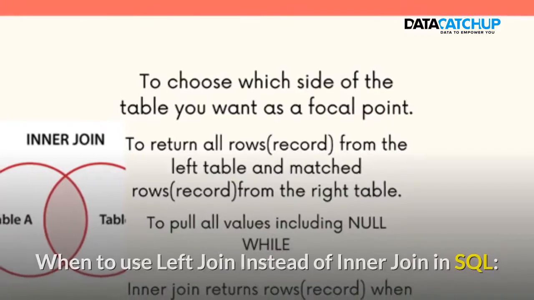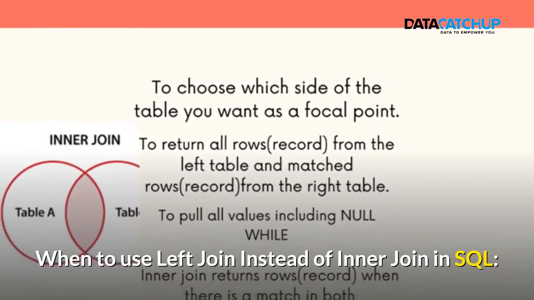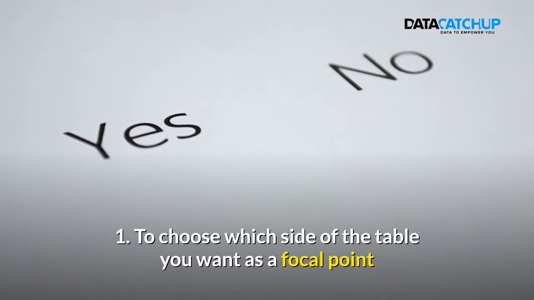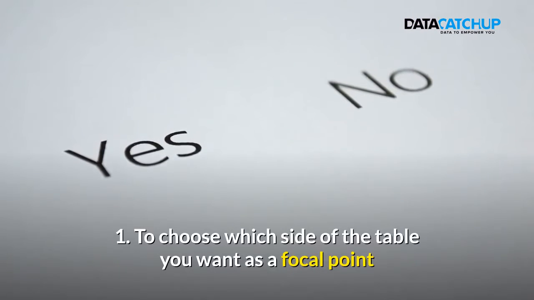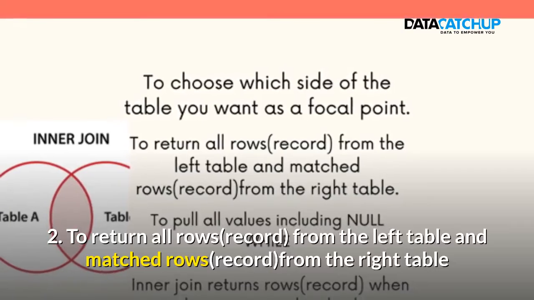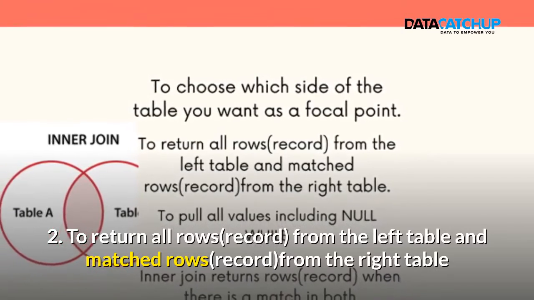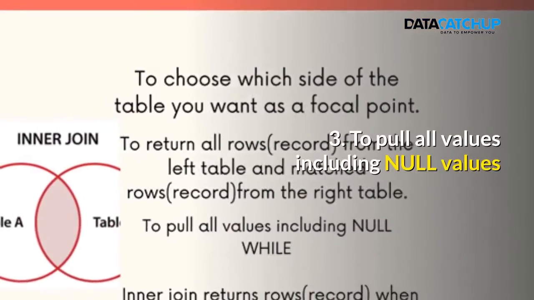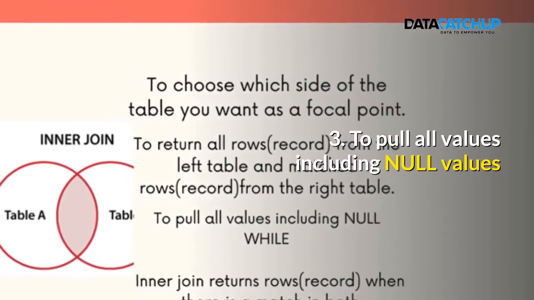Left join. When to use left join instead of inner join in SQL. 1. To choose which side of the table you want as a focal point. 2. To return all rows or records from the left table and matched rows from the right table. 3. To pull all values including null values.